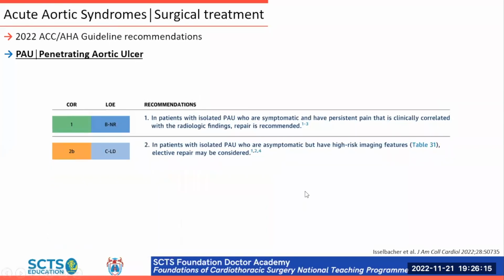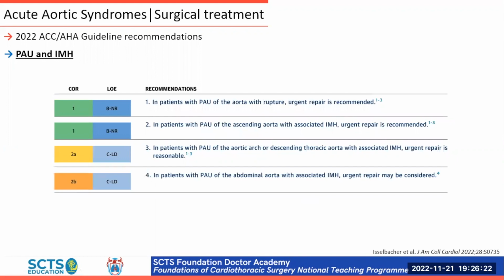The penetrating ulcer, the same, allows you to plan surgery properly, and you can do a non-urgent operation. When there is a concomitant penetrating ulcer and intramural hematoma, again, an urgent surgery is recommended.